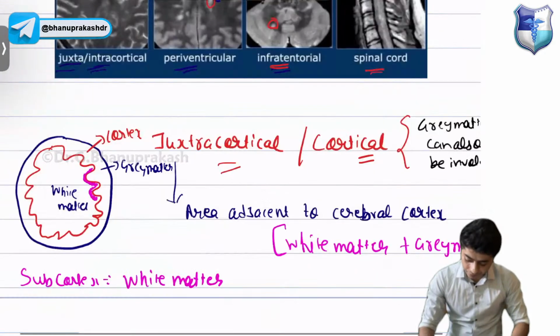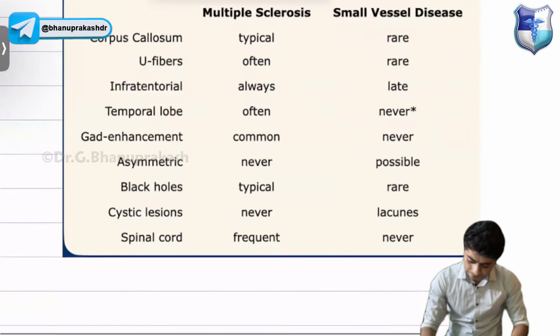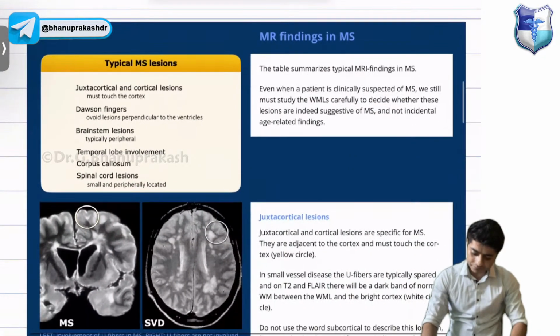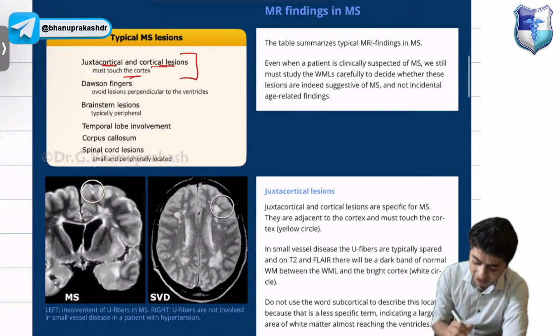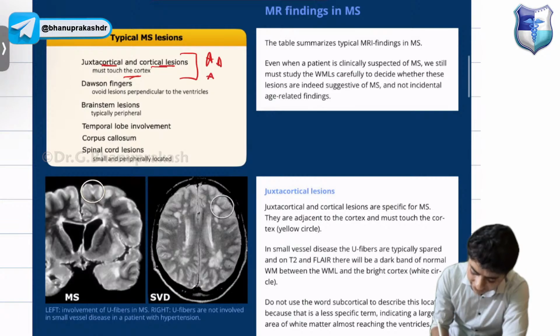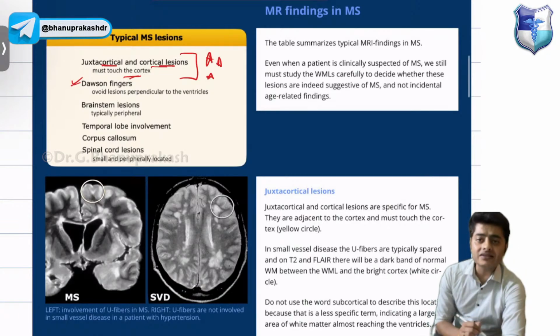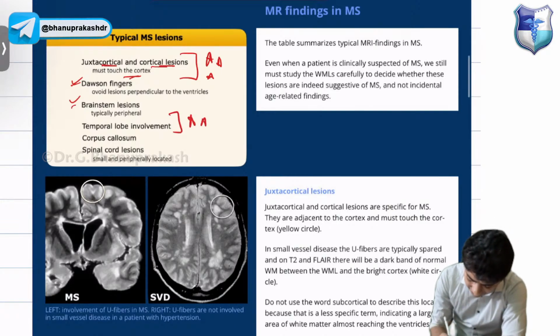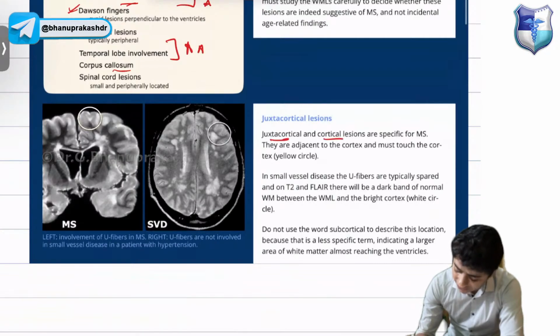Now see, typically multiple sclerosis involves juxtacortical and cortical lesions. It must touch the cortex. That is classical. It also has Dawson's fingers, and brainstem lesions are typical, and temporal lobe involvement is classical. Okay, so juxtacortical and cortical lesions are specific for multiple sclerosis.